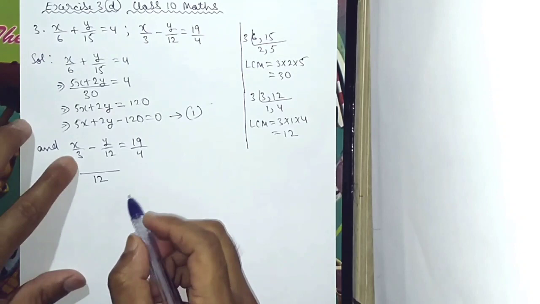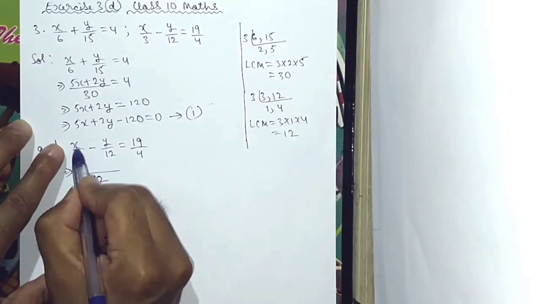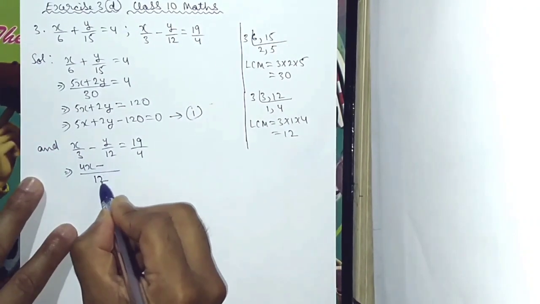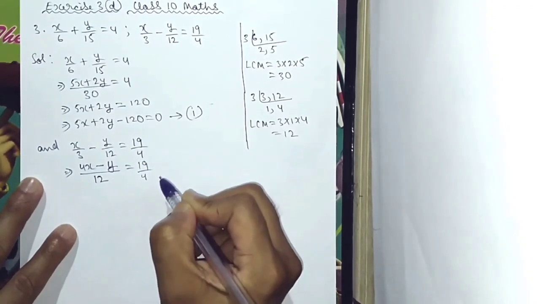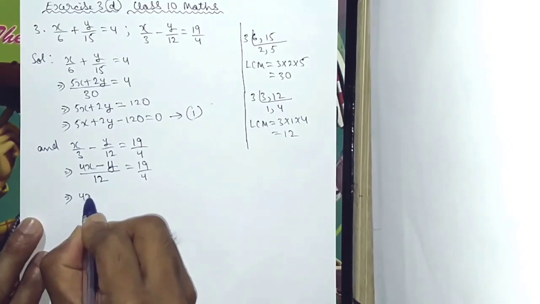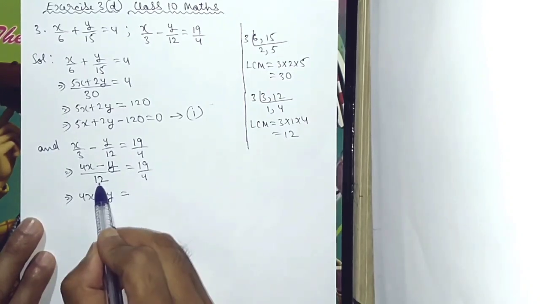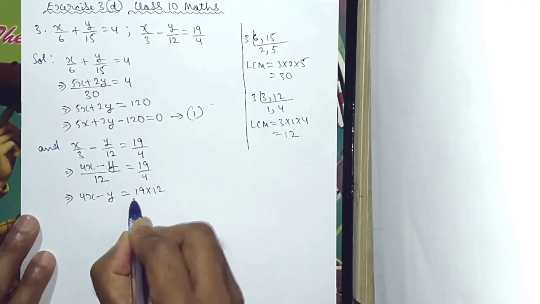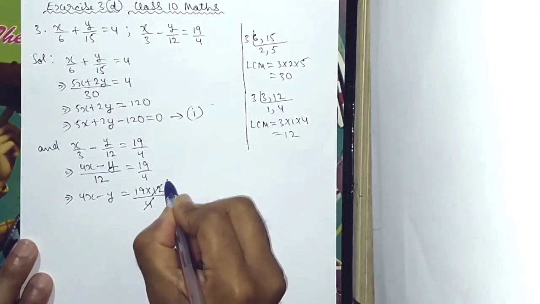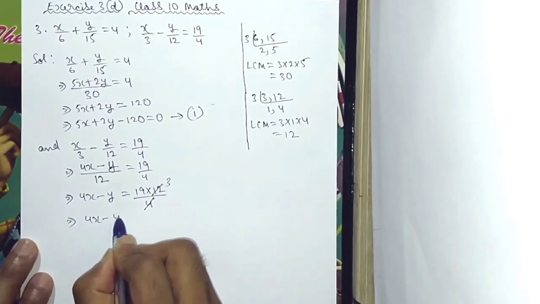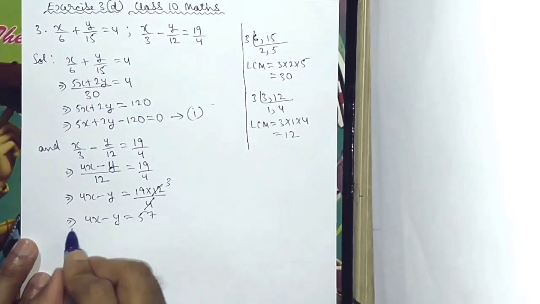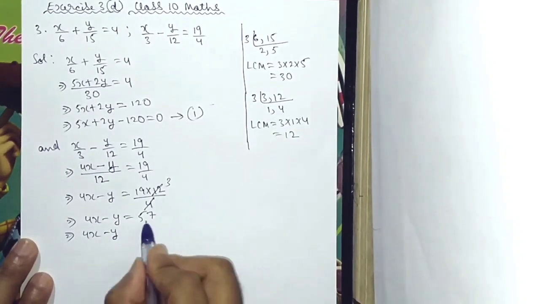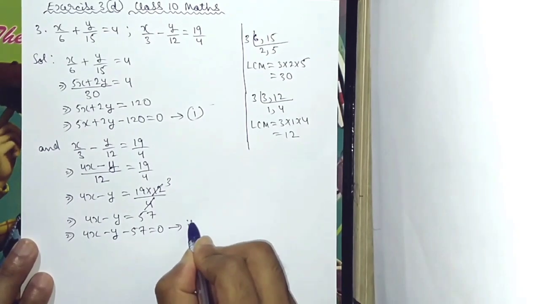Divide 12 by 3, which is 4, so 4 into x is 4x, then the minus sign. Divide 12 by 12, which is 1, so 1 into y is y. This is equal to 19 by 4. This implies 4x minus y is equal to 19 into 12 divided by 4. 4 into 12 is 3, so 19 times 3 is 57. Taking 57 to the left side: 4x minus y minus 57 is equal to 0. This is equation 2.